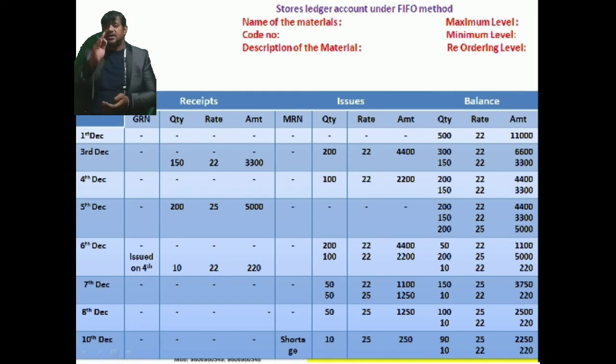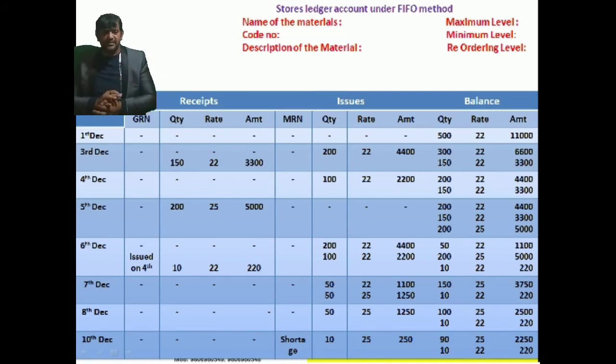Under balance, quantity, first copy the balance, 200 units at rupees 22 each, 4400. 150 units at rupees 22 each, 3300. 200 units which is purchased on 5th December, 200 units at rupees 25, 5000 rupees. So this is the balance as on 5th December. Further moving to the 6th December.